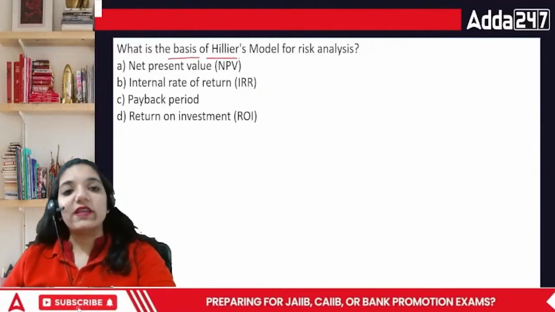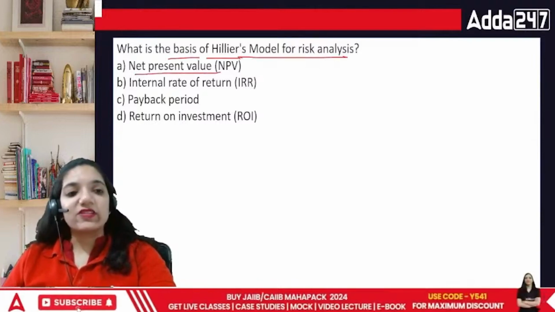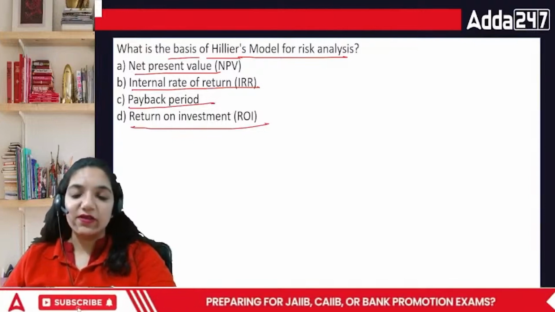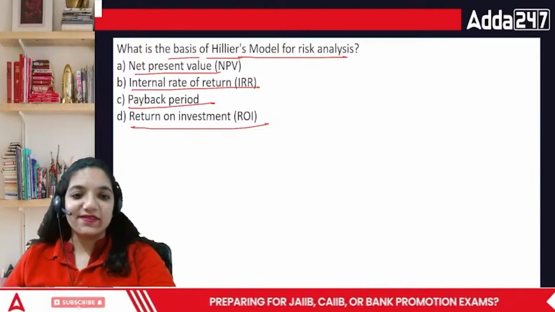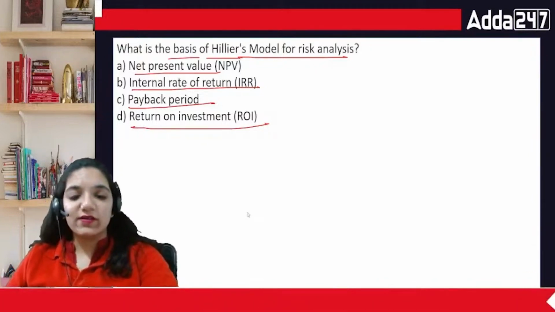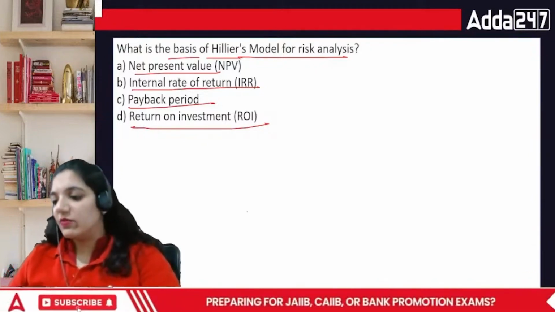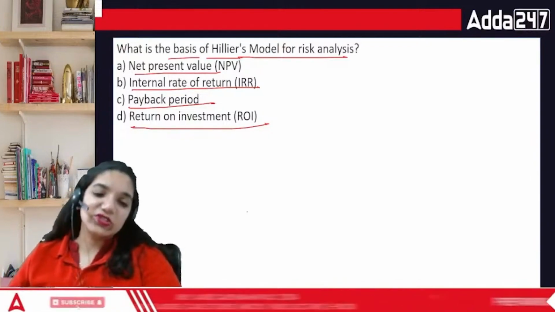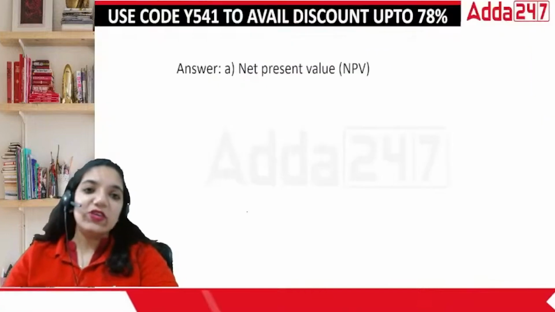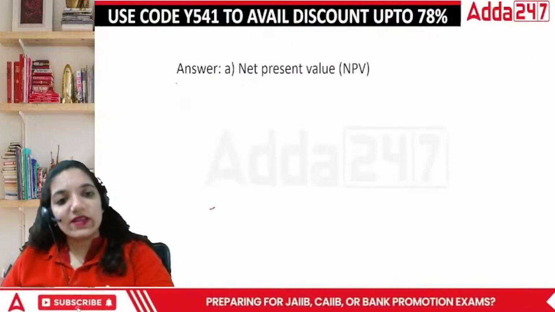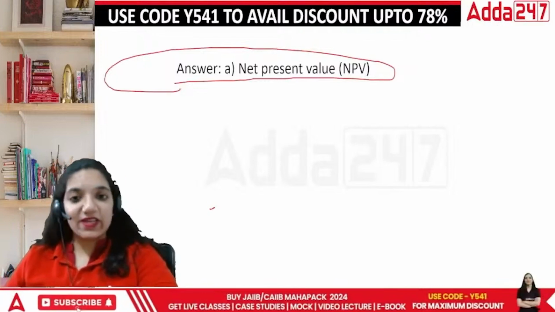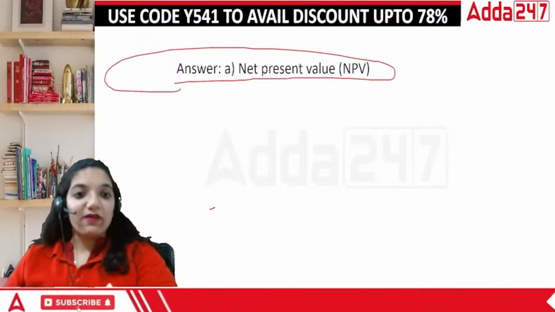What is the basis of the Hillier model for risk analysis? Net present value, internal rate of return, payback period, or return on investment, everyone? What's going to be the answer? The Hillier model is actually based upon which model? The name of this model is by the name of its originator as well. The name is Hillier only. According to his name, it was taken up, and he uses net present value. Even in international decision making, decision analysis, all these areas, NPV plays a very important role. And even in capital budgeting, it plays a very important role. How does it play an important role?